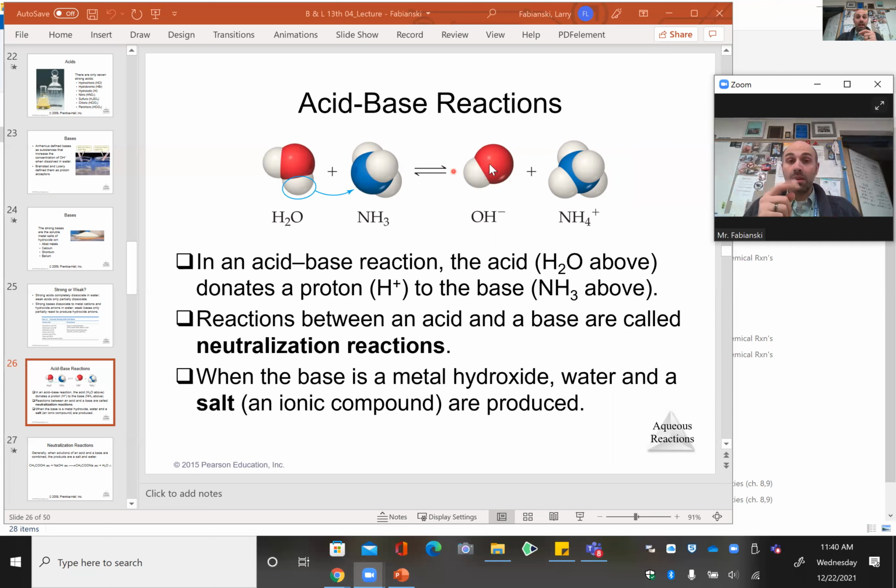See if you follow along. Hydroxide here is the Bronsted-Lowry acid. This is the conjugate base. Here we have the Bronsted-Lowry base. This is the conjugate acid. They're just pairing up.